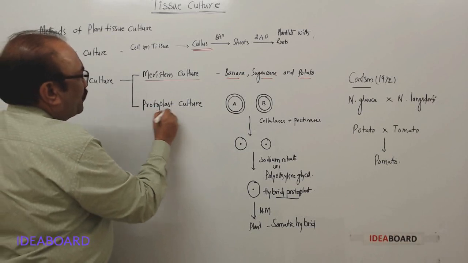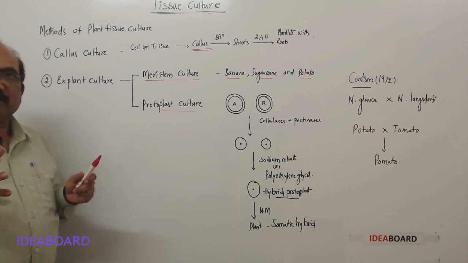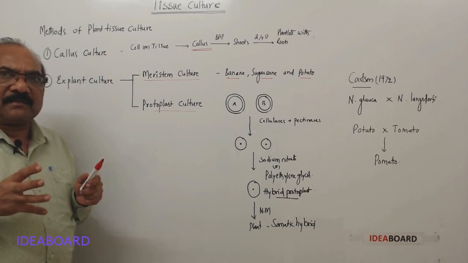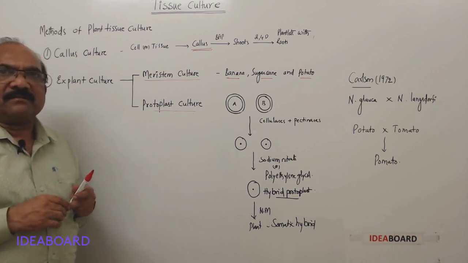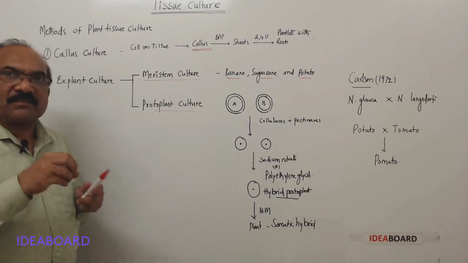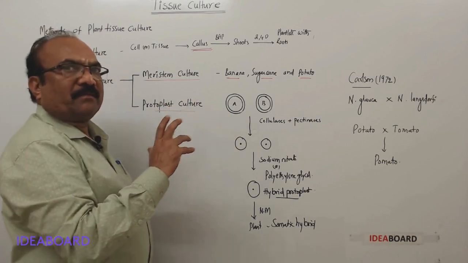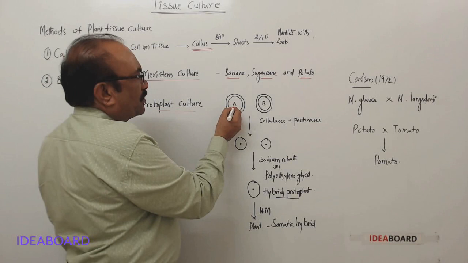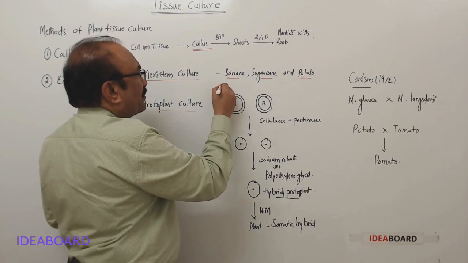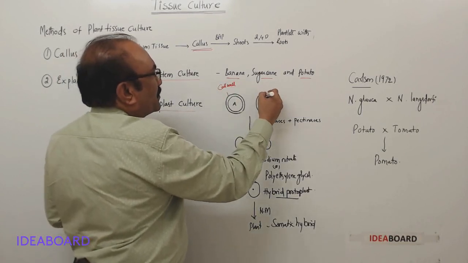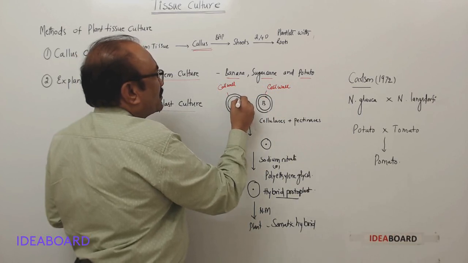And the second type is what? Protoplast culture. When crossing of parents is not possible, and we fail, generally intergeneric hybridization is very difficult. In such cases, scientists have taken two cells from two different plants. Just for understanding, I wrote this cell is from plant A and this cell is from plant B. This is the cell wall of plant A and this is the cell wall of plant B. And then what about this one? This is the protoplast.